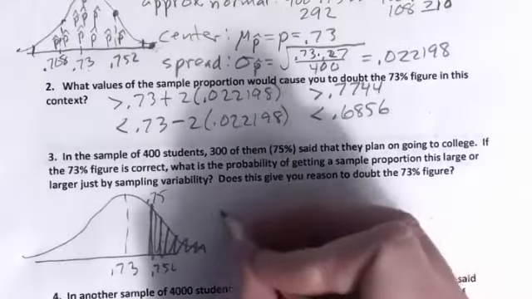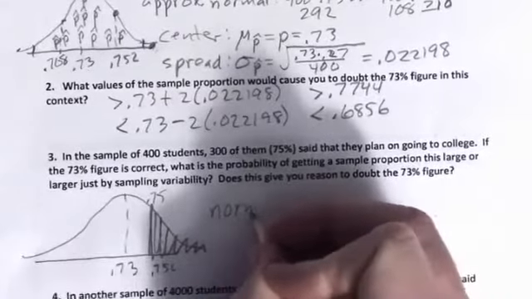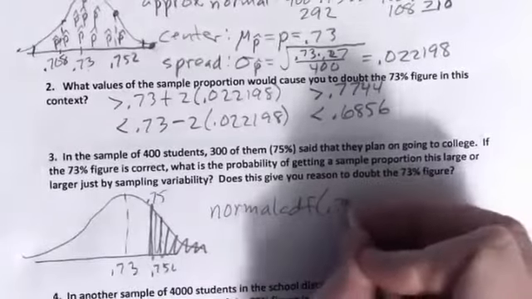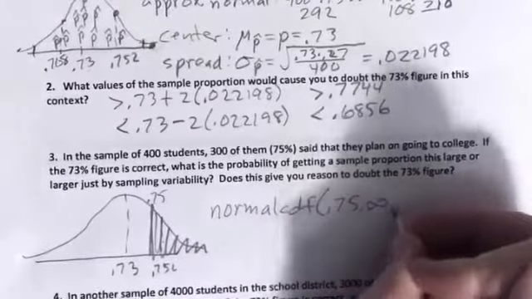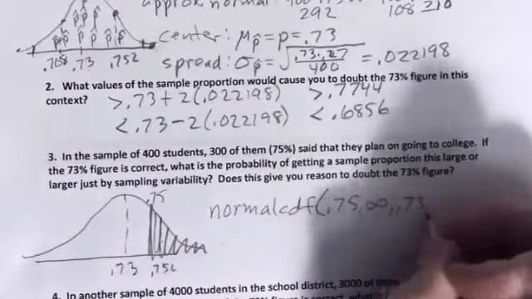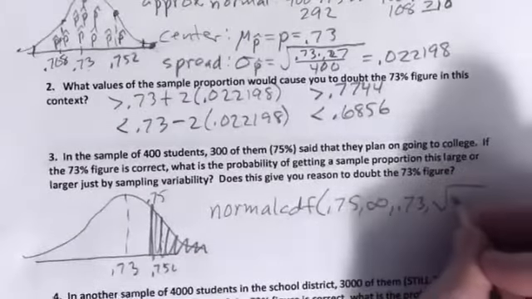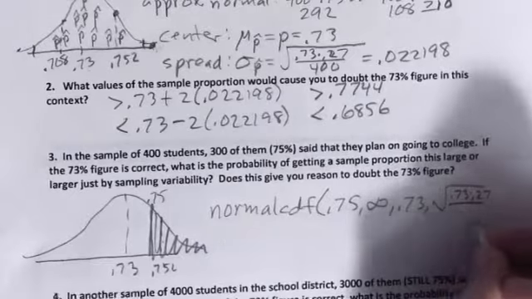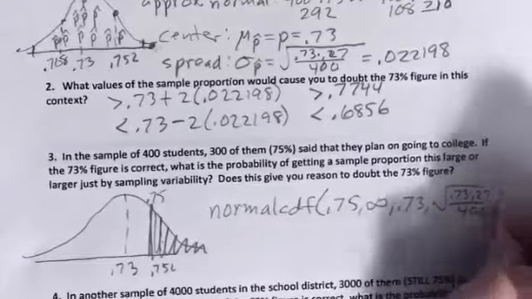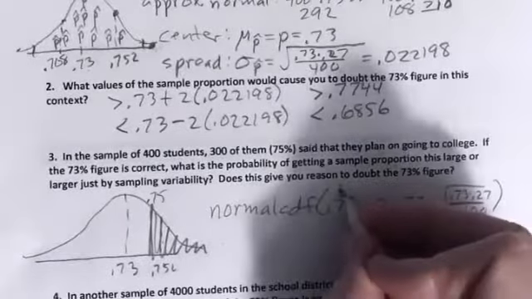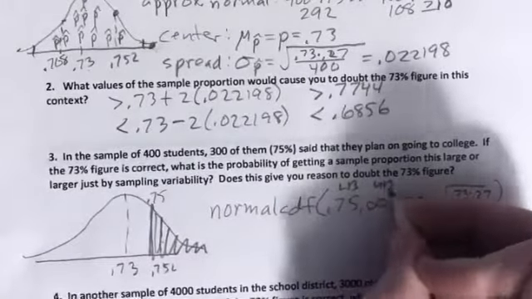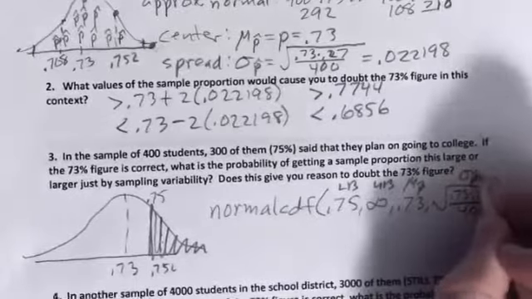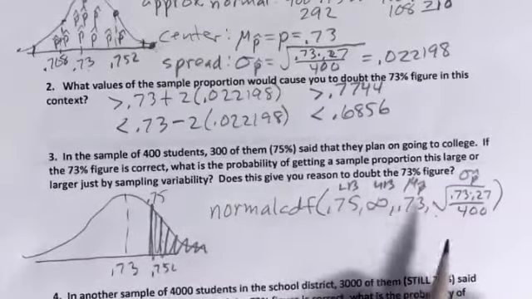Okay, so how do we figure that? And that's normal CDF from 0.75 to infinity. Our mean is 0.73, and our standard deviation, just like we found up there, is the square root of 0.73 times 0.27 over 400. And of course, label this as lower bound, upper bound, the mean of my p-hats, the sigma of my p-hats. Like that. And that would be properly labeling it.